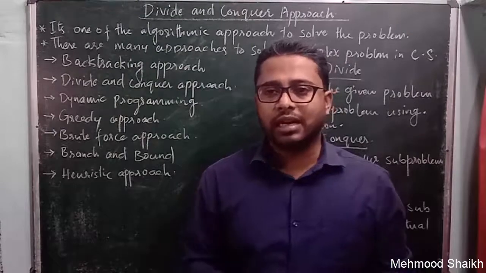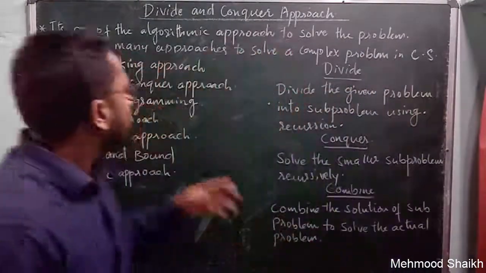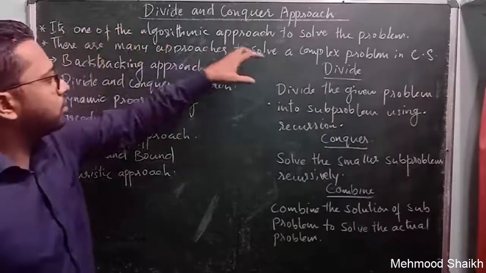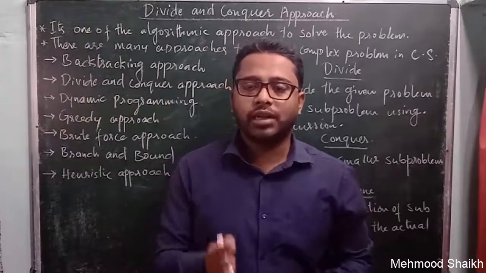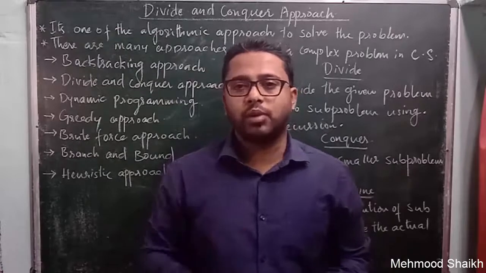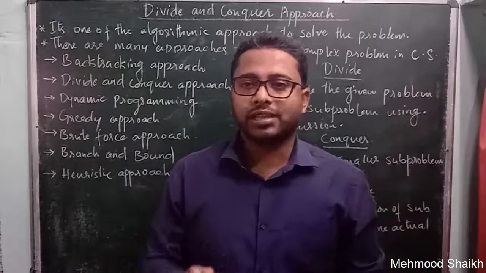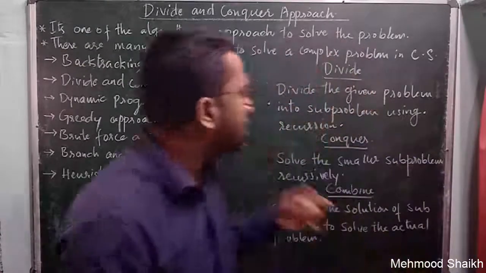Okay, so now let us start our discussion with the topic of the divide and conquer approach. Divide and conquer is one of the algorithmic approaches to solve a problem. It's an approach or a strategy that one can apply while writing an algorithm for solving any complex problem. We have many other approaches as well, and we will see what those various approaches are.